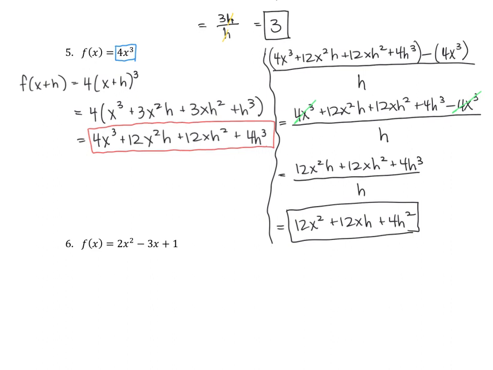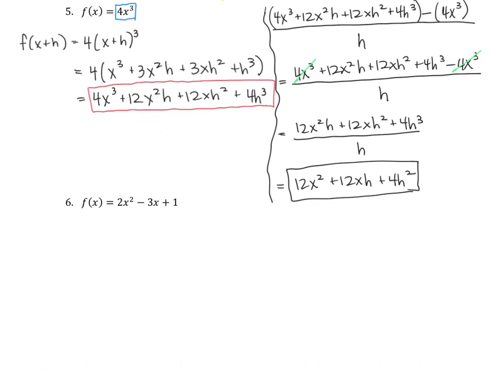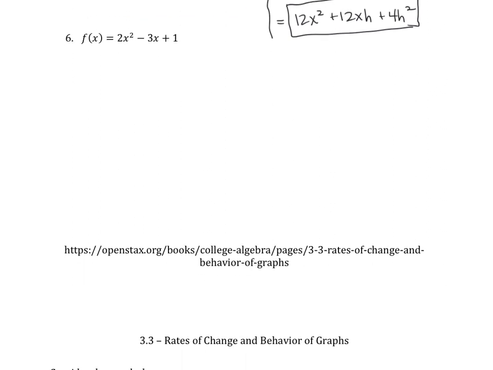So definitely a lot more work than the first one, right? Number 4 was a lot less work. Okay, let's look at number 6. So this is the same process.